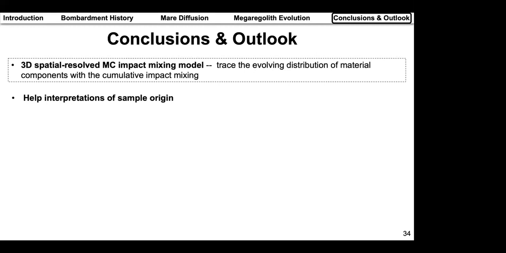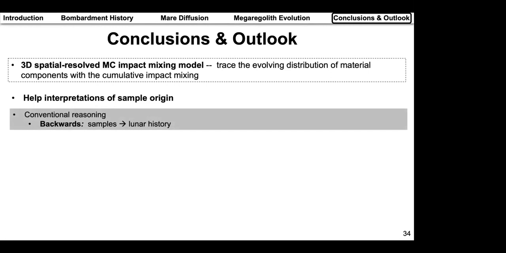How do I simulate this process of cumulative impact mixing, and why is it important to understand how this process affects the material conversation? Of course, first, it helps the interpretation of returned lunar samples, because lunar samples provide us a ground truth reference for a lot of things. If we don't know their origins, then the interpretations and understanding of other things will become uncertain.